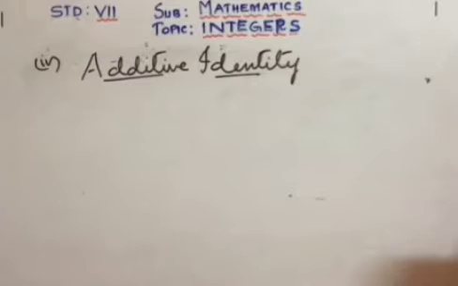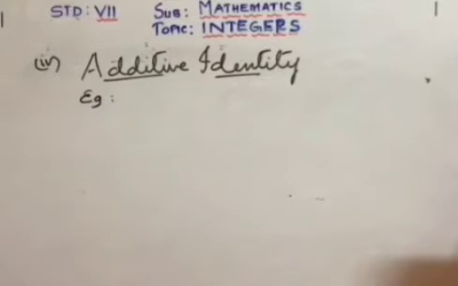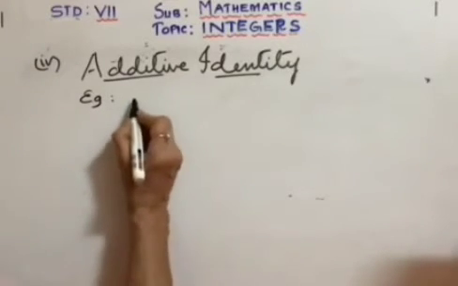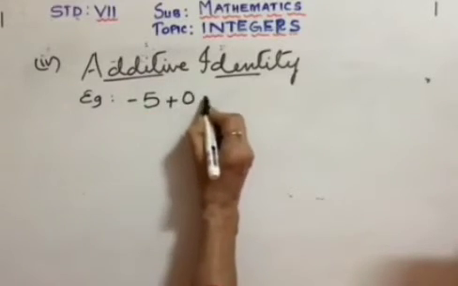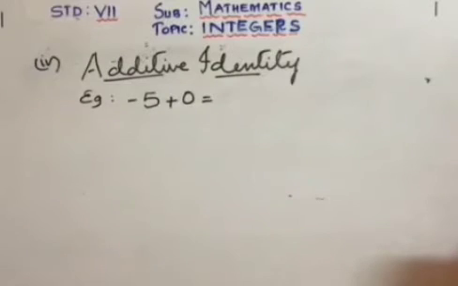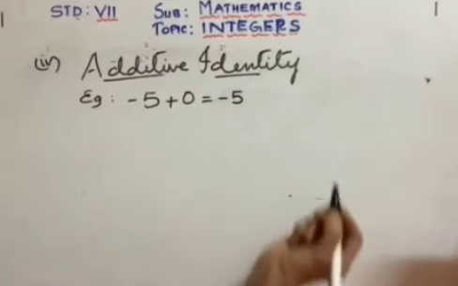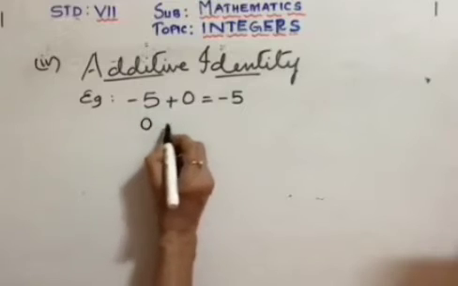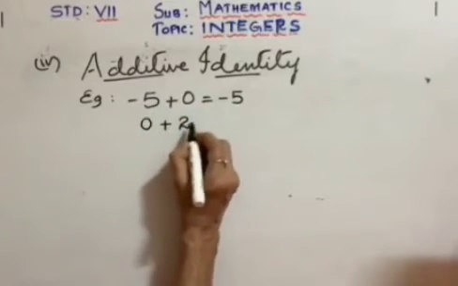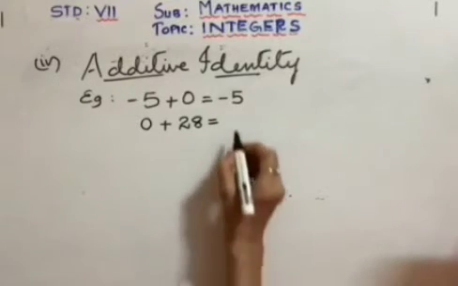Let's start with examples first. Let's take an example. Minus 5 plus 0. What is minus 5 plus 0? Yes, children, I'm sure all of you have written. The answer is minus 5. Okay? Then 0 plus 28. What is the answer? Yes, it's 28.